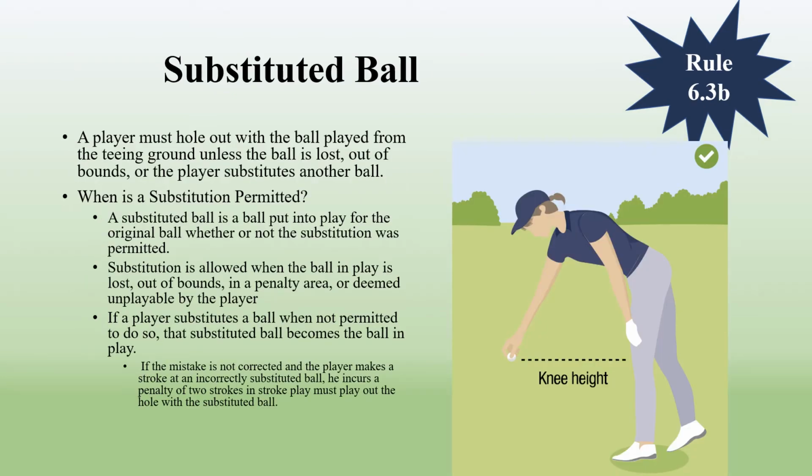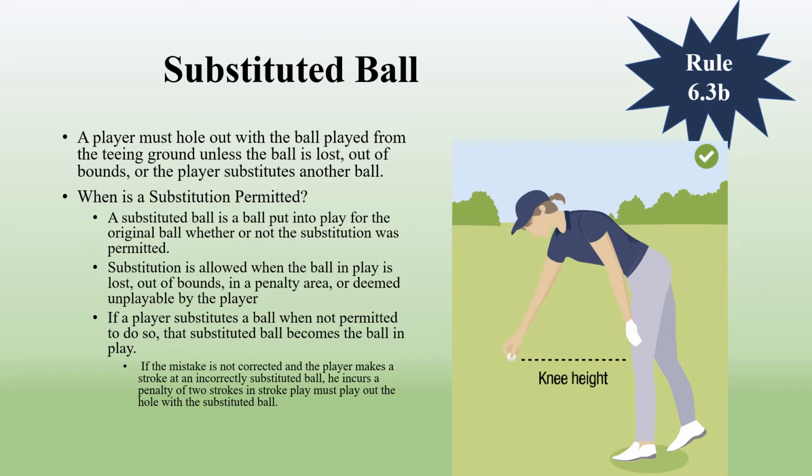Rule 6.3b covers substituted ball. A player must hole out with the ball played from the teeing ground unless that ball is lost, out of bounds, or the player substitutes another ball. Substitution is allowed when the ball in play is lost, out of bounds, in a penalty area, or deemed unplayable by the player.